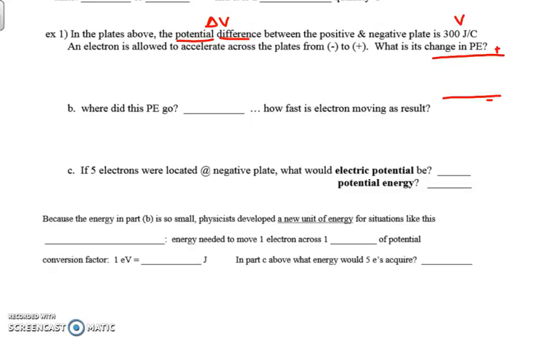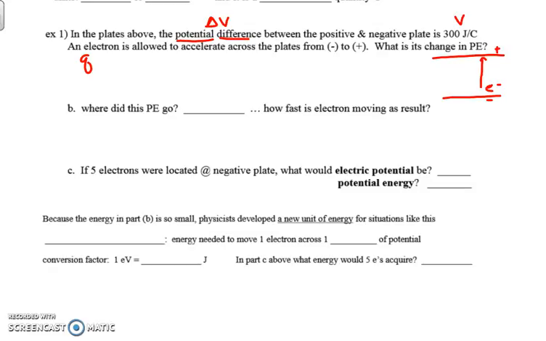And an electron, so that's a key thing. What do we associate with an electron measurement-wise? We should associate that with a charge, that's Q, or potentially a mass, and it is allowed to accelerate across the plates from the negative to positive. What is the change in potential energy? In other words, if we put an electron near the negative plate, it doesn't want to be there, it's going to zip across to the positive plate and gain kinetic energy and lose potential energy.